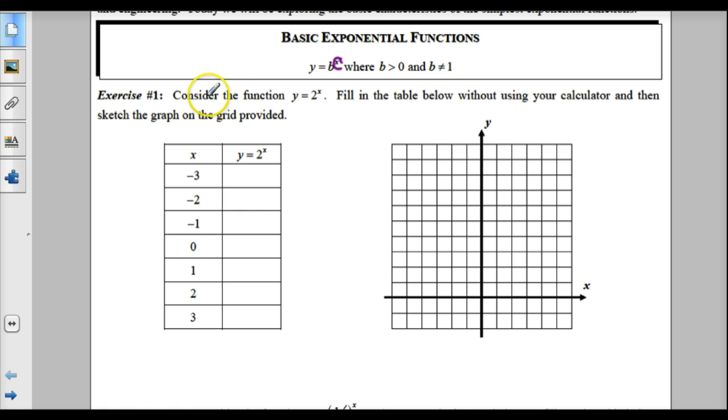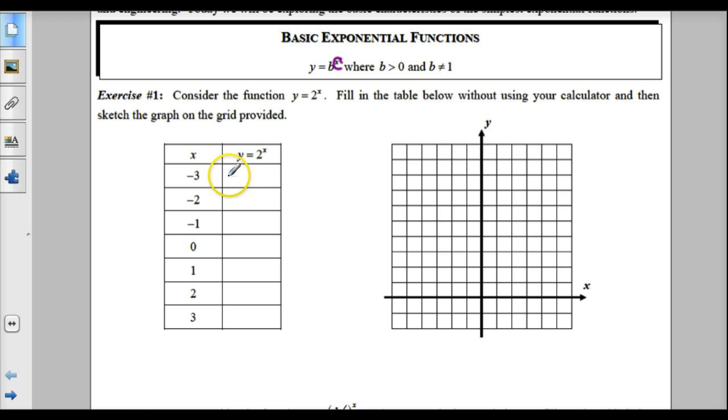Now, consider the function y equals 2 to the x. Fill in the table without using your calculator, and then sketch your graph. I want you to understand how to plug this in. We're going to do the first one without our calculator, and the second one with the calculator. Just like in any function, wherever you see x, you replace it with the number they gave you.